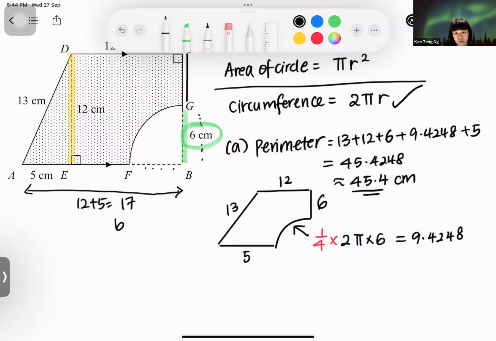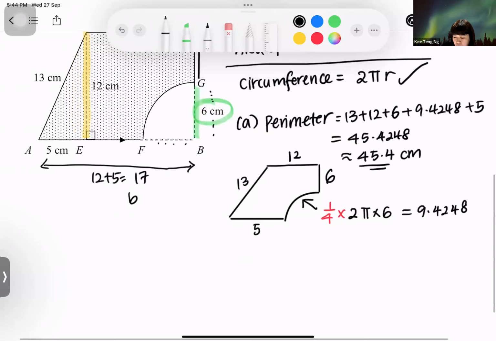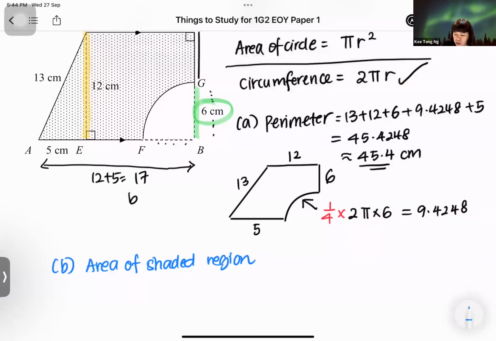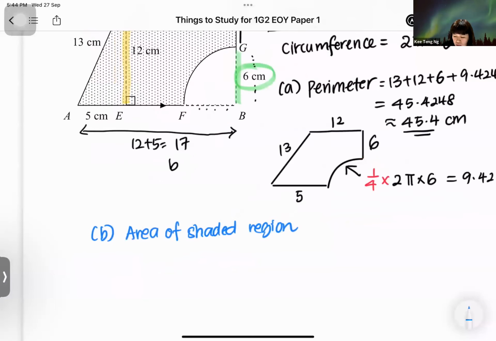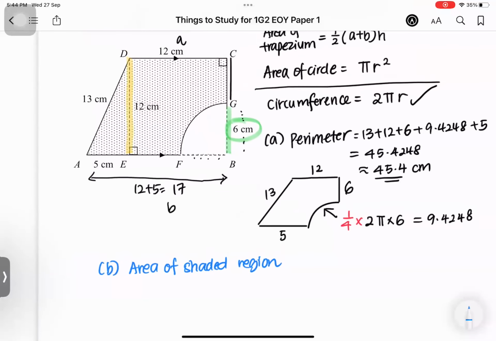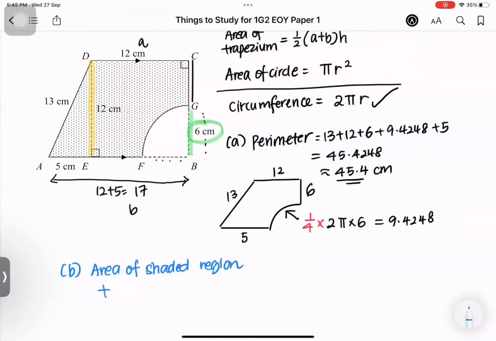Now I'm going to extend this to you. Can you calculate for me how to find the area of the shaded region? How to find the area of the shaded region? Take the area of what? The whole trapezium minus the quadrant. Correct.